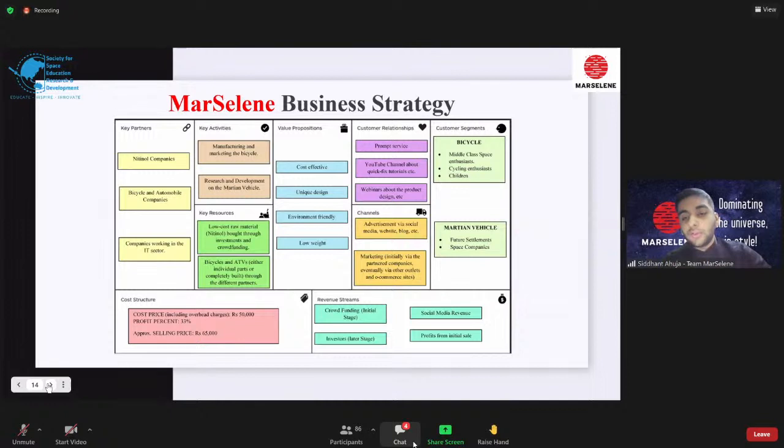And finally, the cost structure. The team calculated the gross cost price, the sum of the cost prices of all the raw materials, and after including the overhead charges and the grants given by the government as a part of the Startup India campaign, the total cost price is approximated to be very close to rupees 50,000, and that is for the bicycle. The selling price of the bicycle can vary depending on the number of features it has or the model.